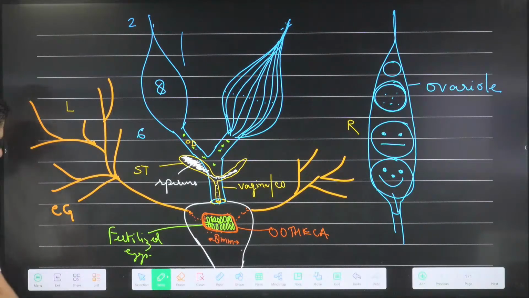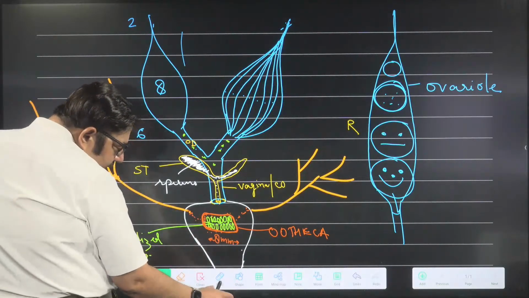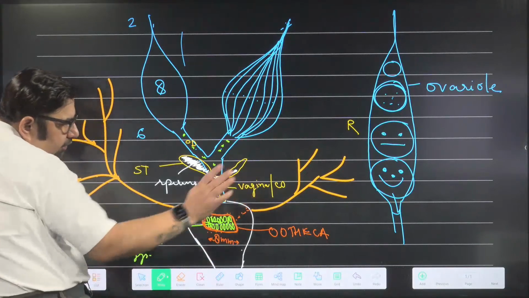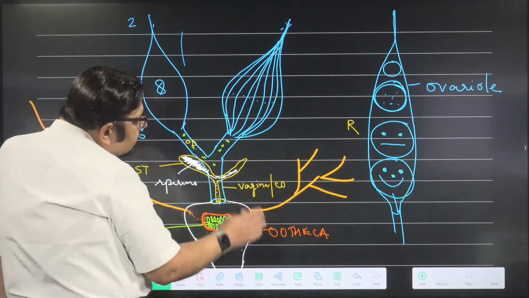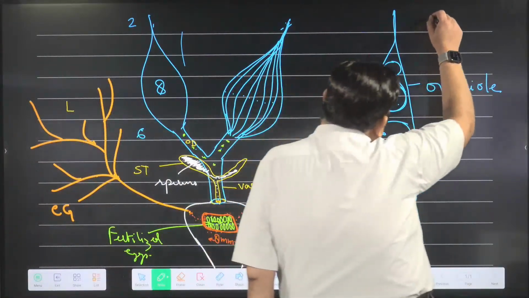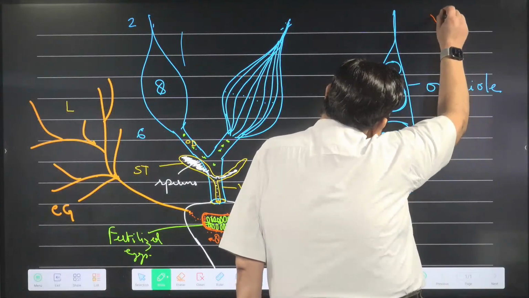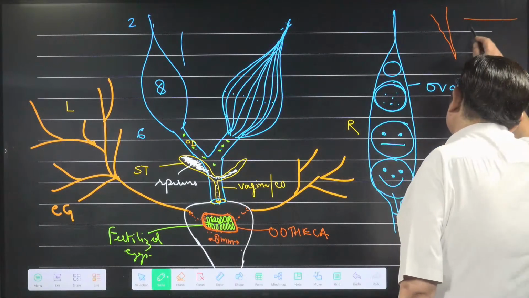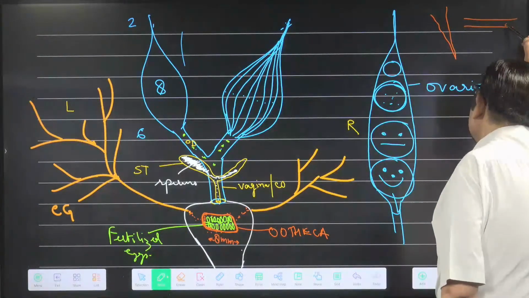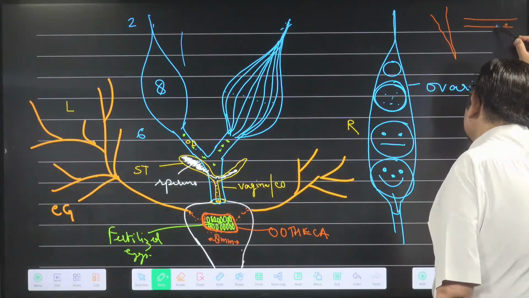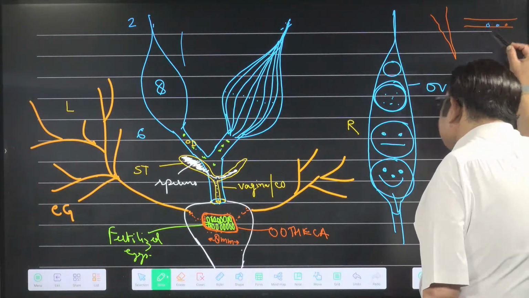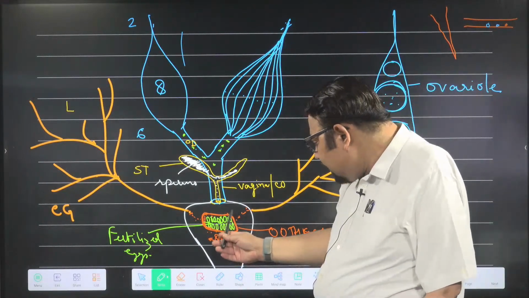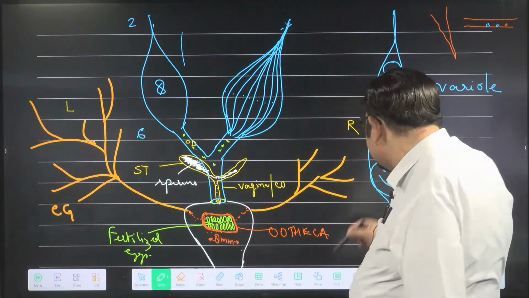This ootheca has to be placed outside. It is not just released anywhere. It is placed outside, generally in a crack or some crevice, that means some gap. And these ootheca are then laid there. They are sticky. In the beginning, the outer covering is sticky and they stick.